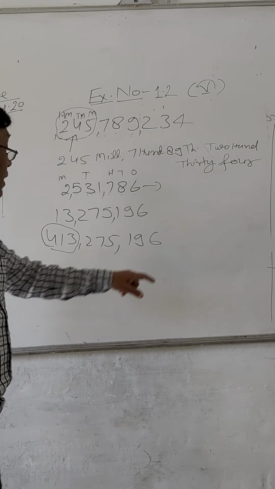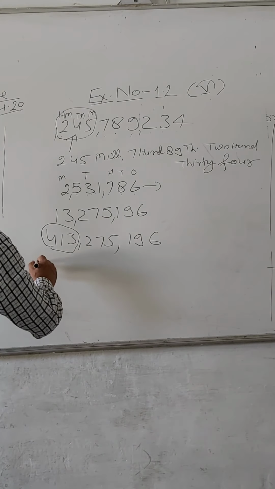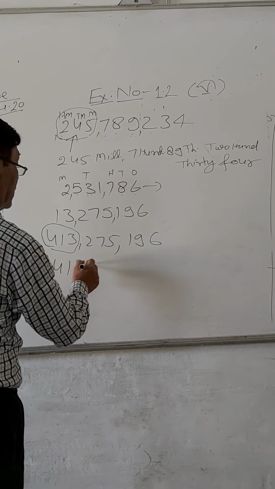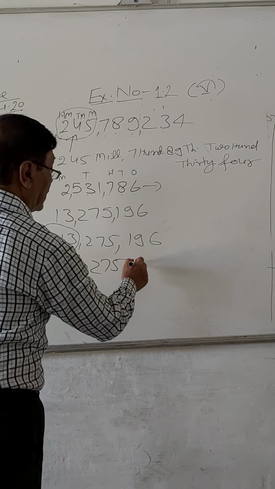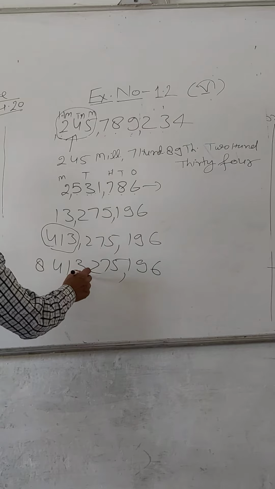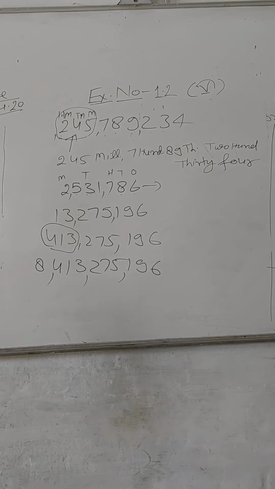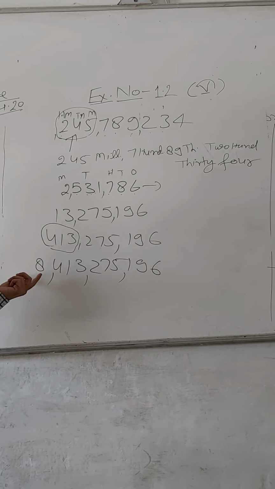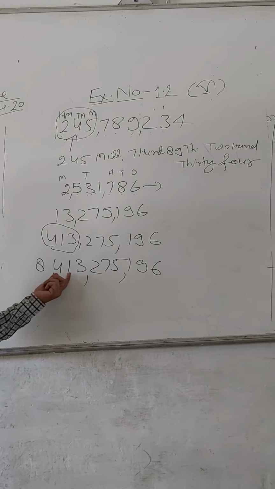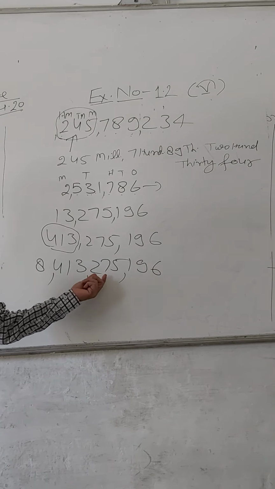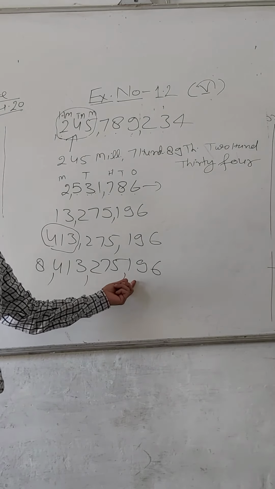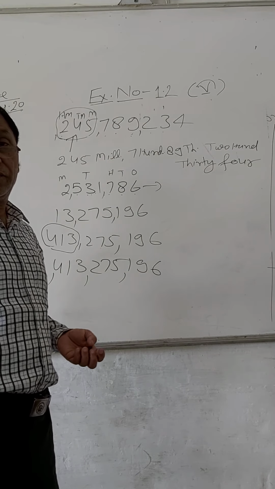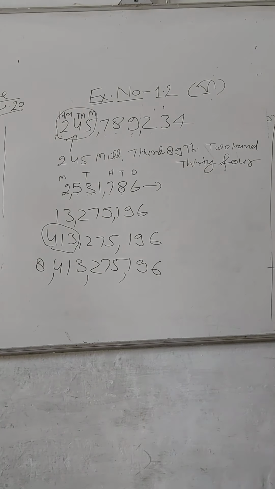Again, suppose any other number is there. Suppose 8413275196. Put the comma every 3 places. Here, this is the 1000 place, this is the million place. After million, the billion comes. So what will you read? 8,413,275,196. Clear?